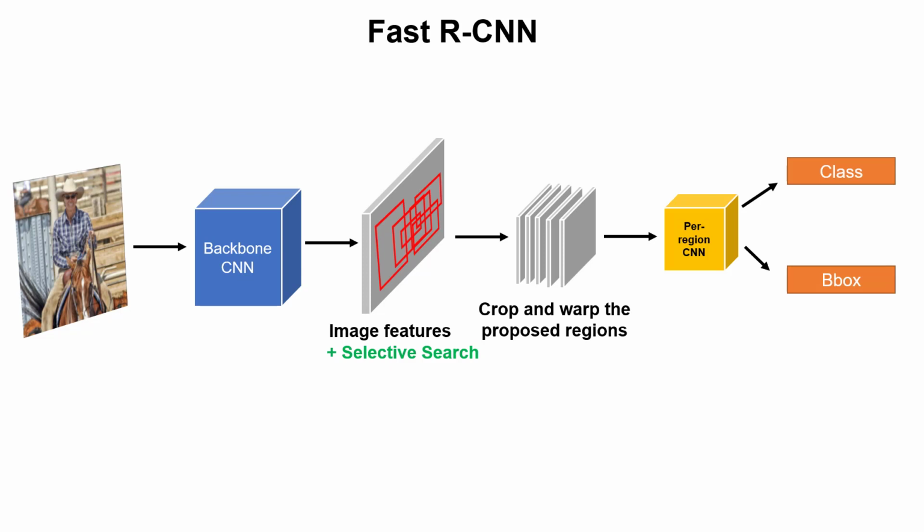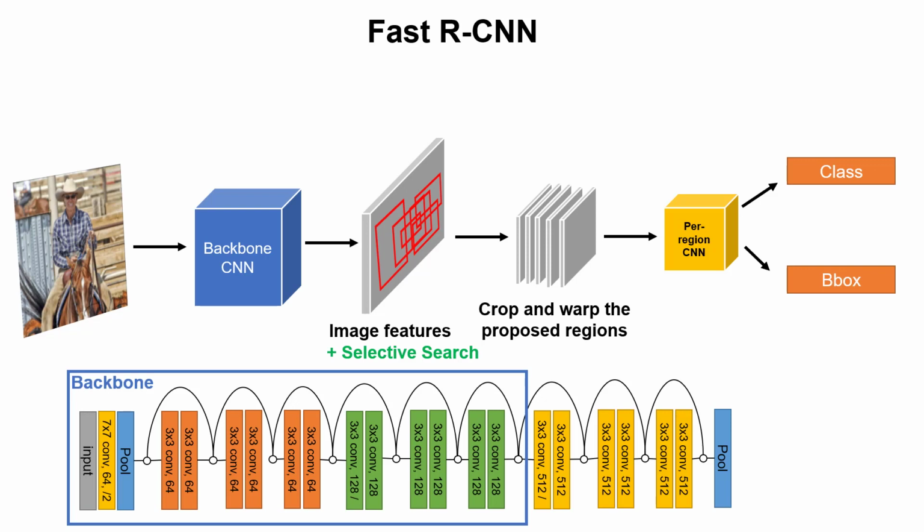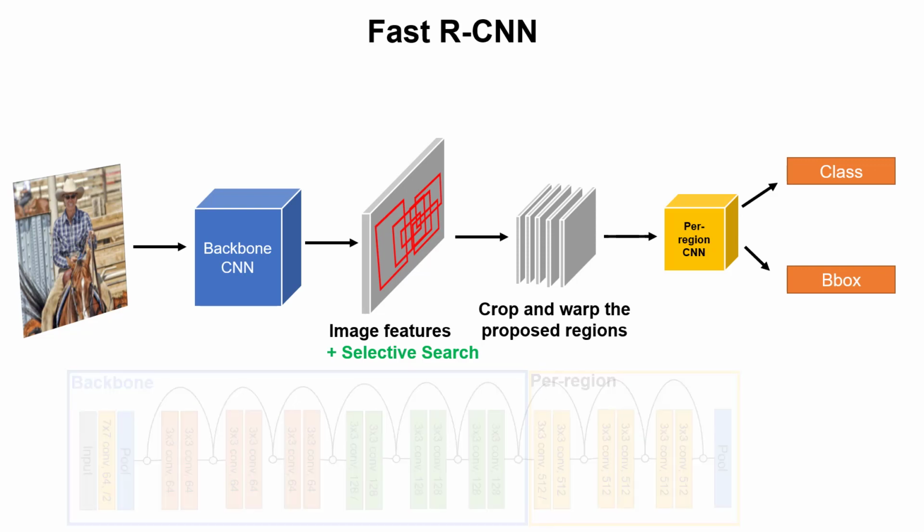To give you an idea of why this is faster compared to RCNN, let's imagine we have this CNN module, which is ResNet 18. In RCNN, we use the whole module after cropping and warping the proposed regions. But now we have this part of the module for the backbone, which is computed only once for the whole image. And only this shallow part of the end is used for the per-region network. Okay, this seems pretty great.